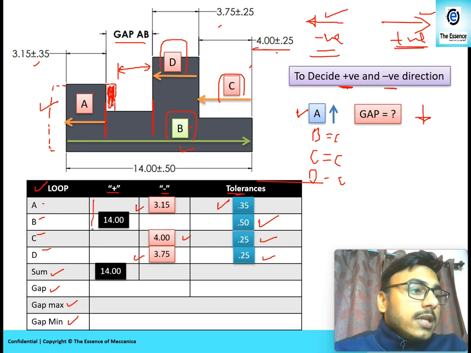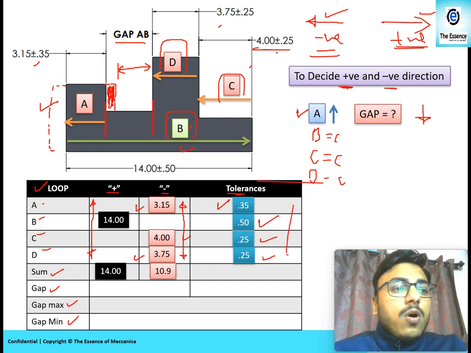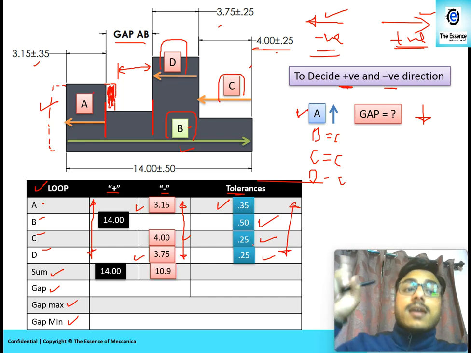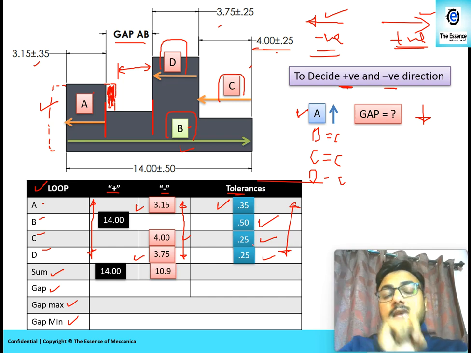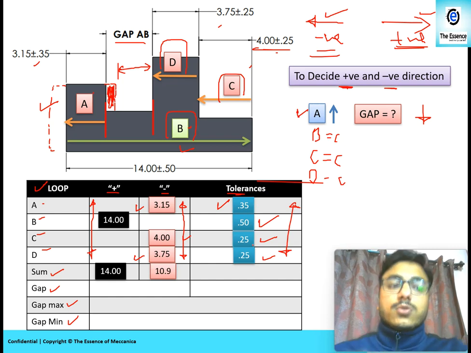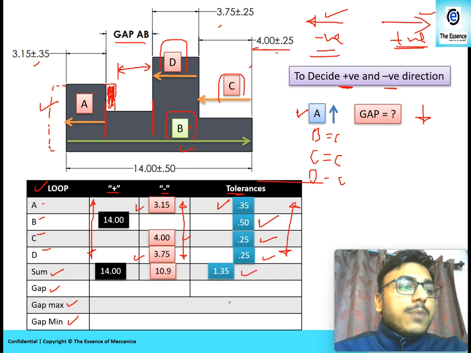Sum all the dimensions in the positive column, that is 14. Sum all of these in the negative column, that is 10.9, and sum all the tolerances. That is why we converted the tolerances into a single representation, equal bilateral, so we can sum them up. This value is 1.35. So the gap will be the difference between the positive value and the negative value, that is 3.1, and this tolerance value will be applicable over there.